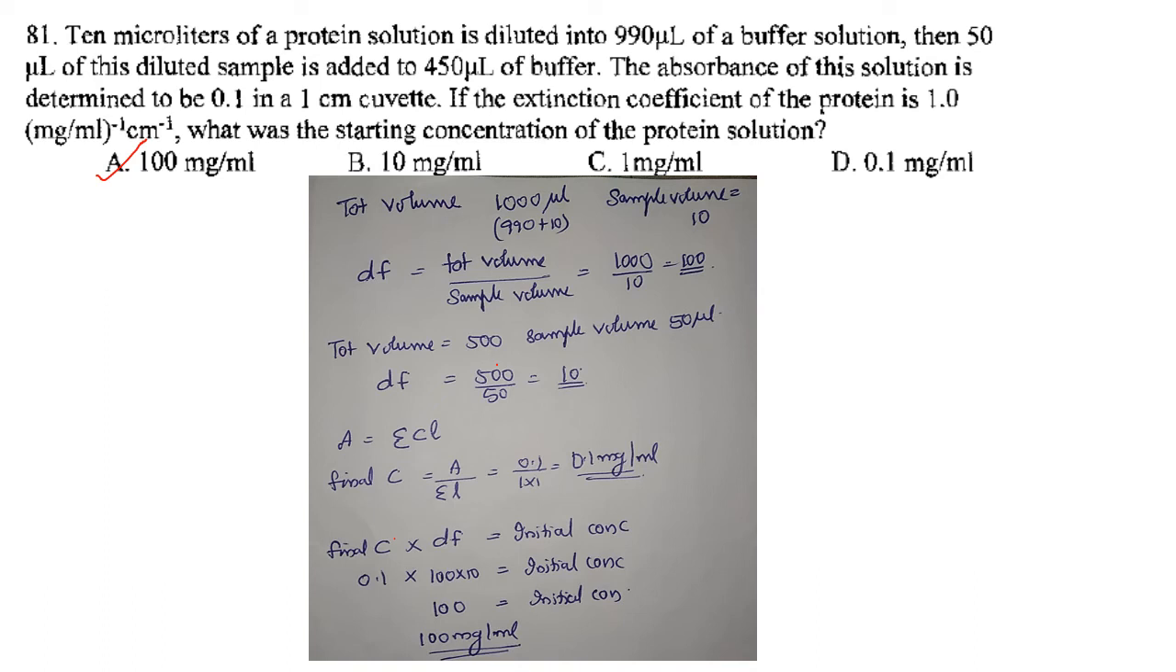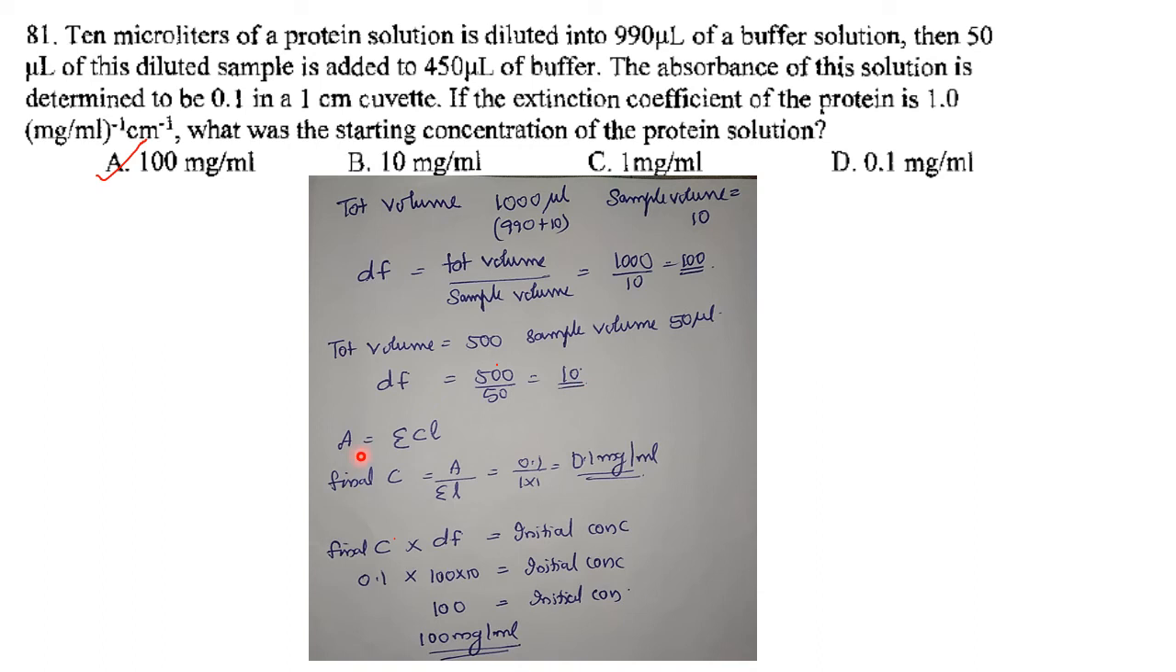So first we have to calculate the dilution factors. Okay. So this is the total volume, that is 1000 microliter. 10 microliter of protein sample is diluted to 990 microliters. So 990 plus 10, that will be 1000 microliter, and sample volume is 10. So dilution factor is 1000 divided by 10, that is 100. Then next case, total volume is equal to 500 because 450 plus 50, and sample volume is 50 microliter. So the dilution factor is 10.